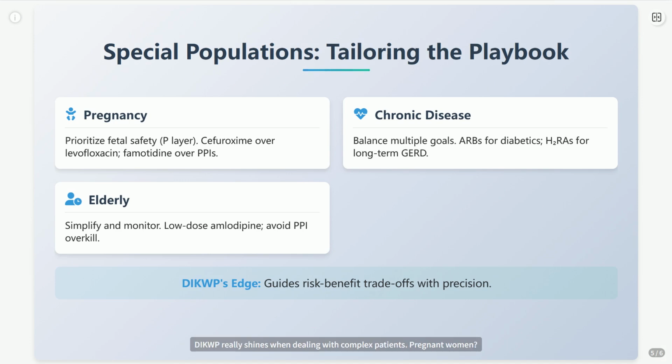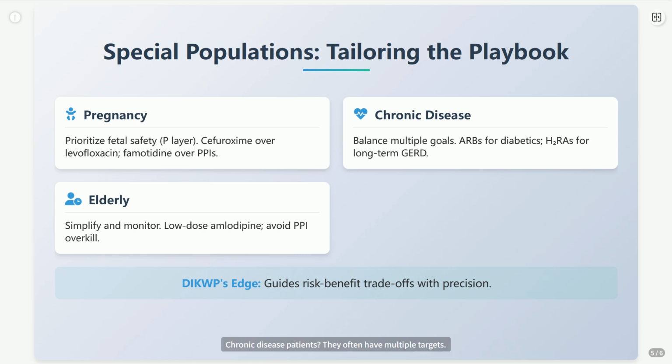This isn't just about comparing two drugs in isolation. DIKWP really shines when dealing with complex patients. Pregnant women? The primary purpose shifts heavily towards fetal safety. This immediately filters options, favoring agents like cefuroxime over levofloxacin or famotidine over many PPIs for reflux.